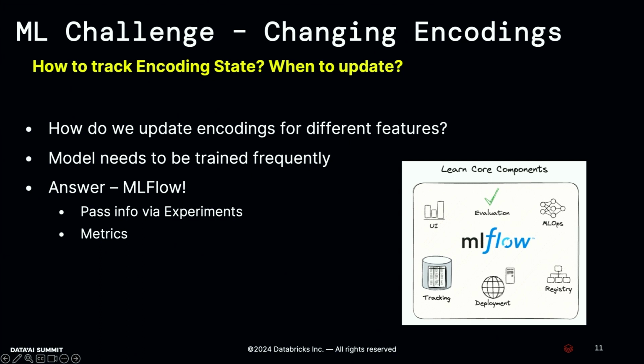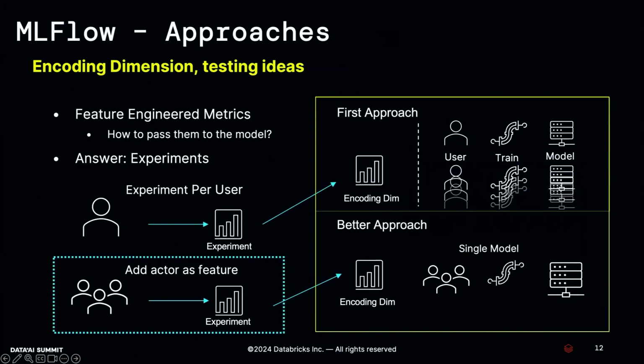Let me see if I can move it along. Okay. So what we did here, we had two approaches. The first is an experiment per user, and this is where we started. We would create one experiment per user. We calculate the encoding dimensions associated with each user, and then we would have a model that gets trained per user. That was the first approach. At the time, our assumption was that maybe user behavior changes, and we need to capture that in the model. It turns out it wasn't as big of an issue as we thought. It also didn't scale that well. We have 30,000 plus employees.